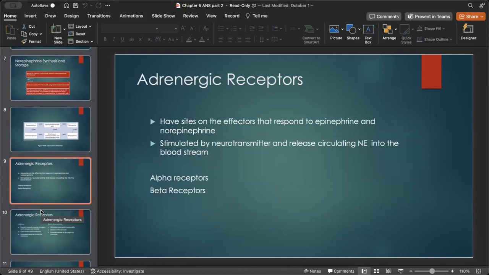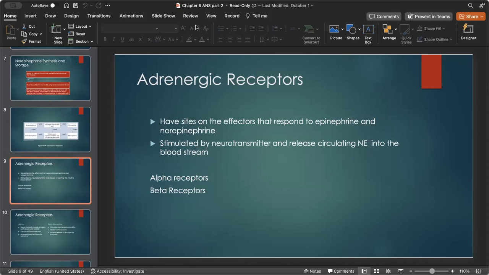So adrenergic receptors have sites on the effectors, meaning where it's going to work, right? Every receptor has an effector, the organ or place that it's going to affect, that responds to epinephrine and norepinephrine, stimulated by the neurotransmitter and release of circulating norepinephrine into the bloodstream. Norepinephrine is a neurotransmitter that gets released into the bloodstream, and that's how it works.